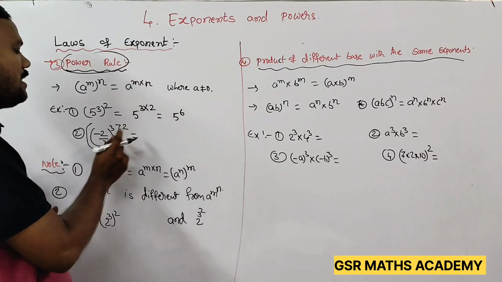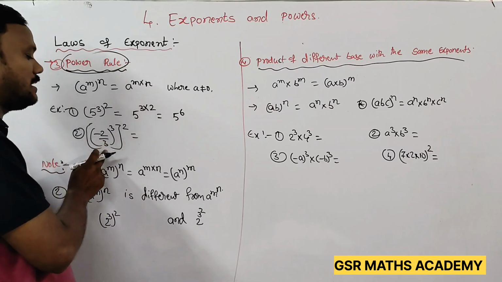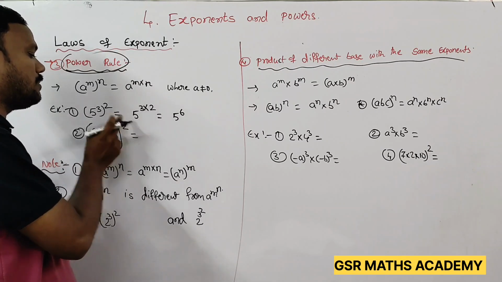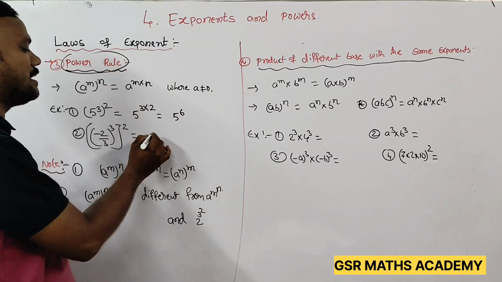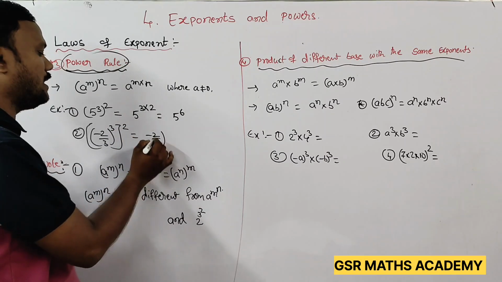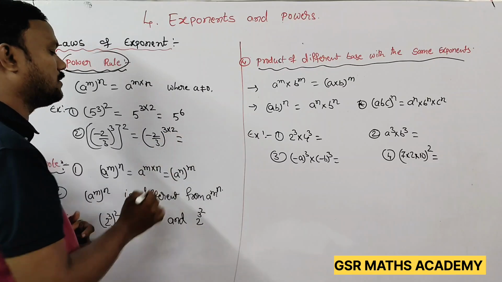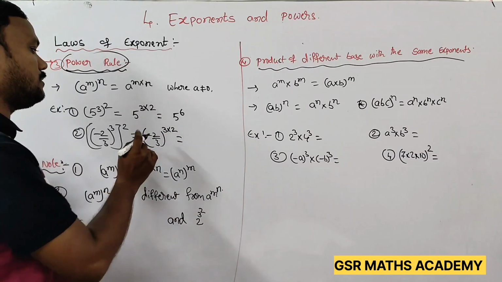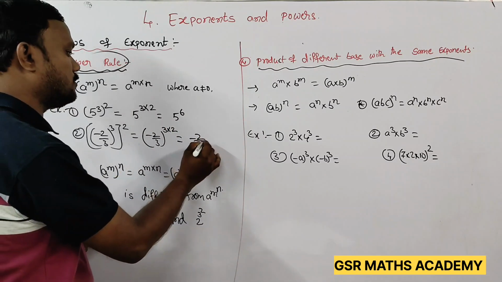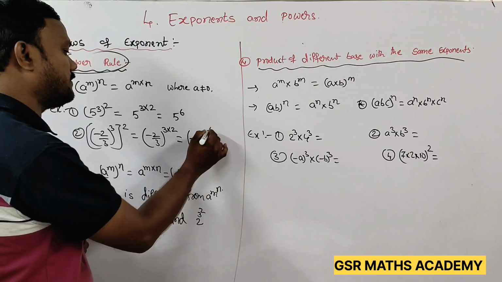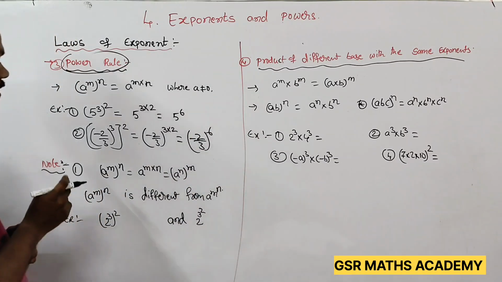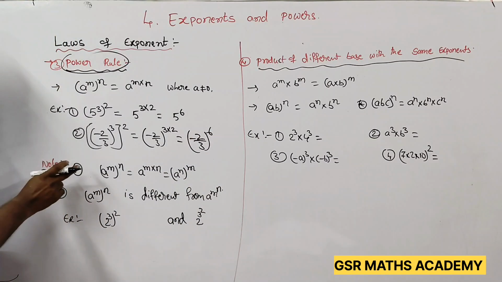In the same manner, if you take minus 2 by 3 to the power of 3, whole to the power of 2, this can be written as minus 2 by 3 whole to the power of the product of these two exponents, that is, minus 2 by 3 whole to the power of 6 you will get. Here you need to notice that important concept.